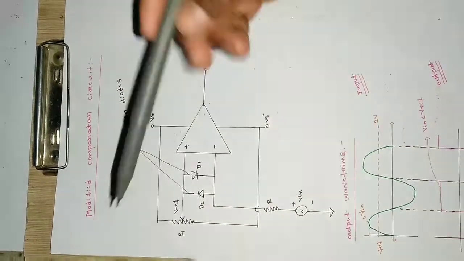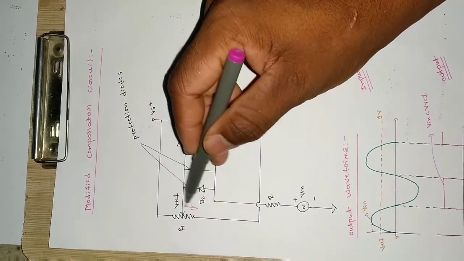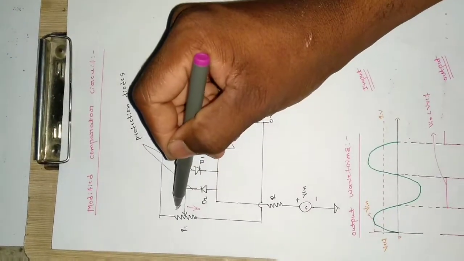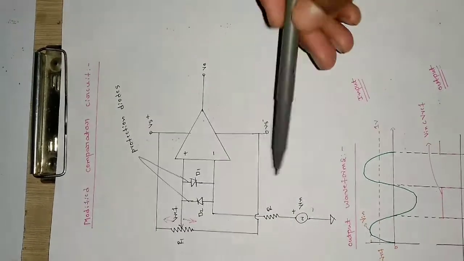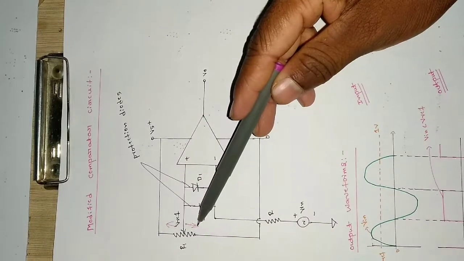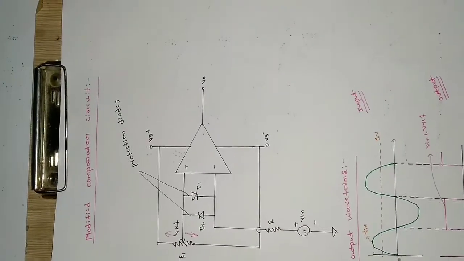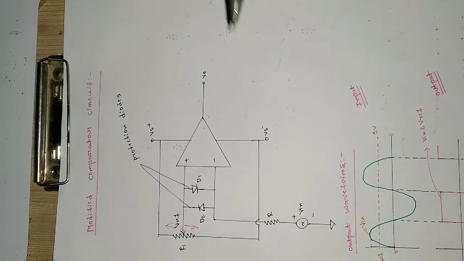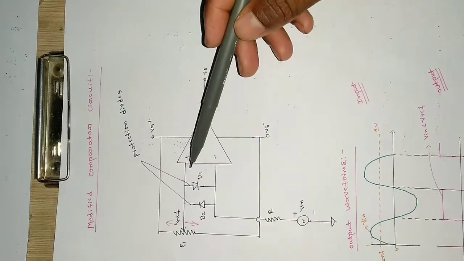So when I move this notch to this side, the resistance is going to decrease, and if I move this side, then the resistance is going to increase. So when I move this side, the voltage is going to increase, and when I move to the other side, due to increase in the resistance, the voltage is going to drop. So I can have a variable reference voltage.